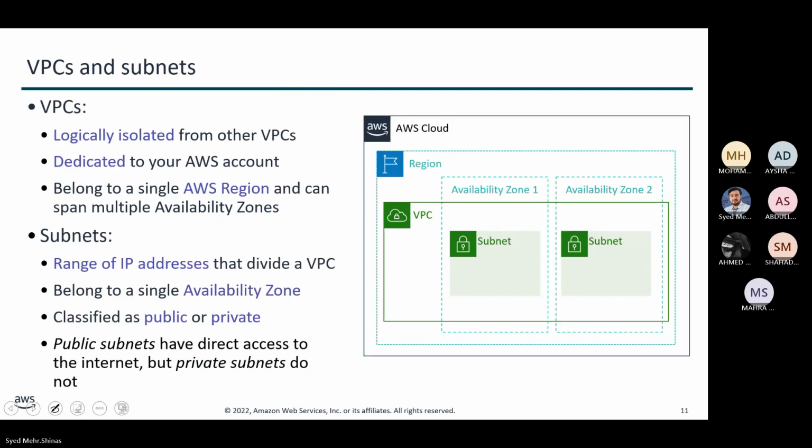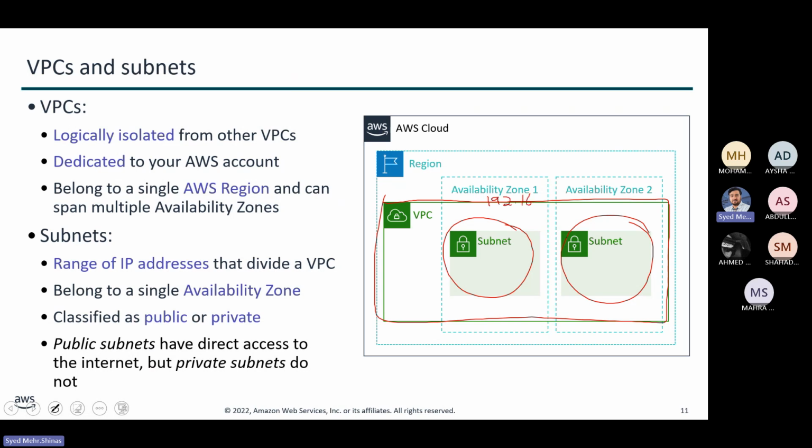Now here they give a little bit of clarity. If you see here, this is your VPC. Inside the VPC you have subnet 1 and subnet 2. Let's suppose you assign the VPC this IP: 192.168.1.0/24. Let's suppose this is the network IP assigned to the VPC.